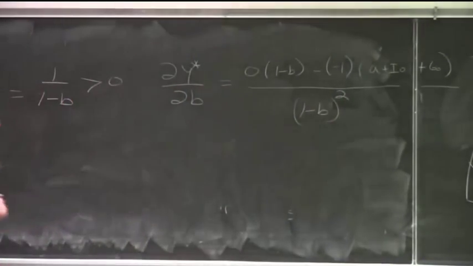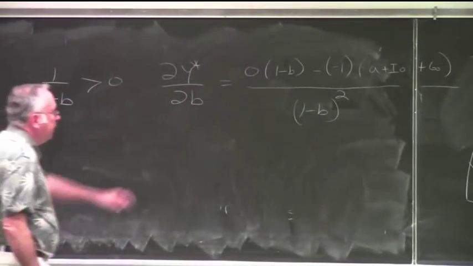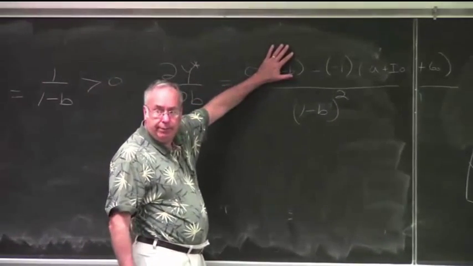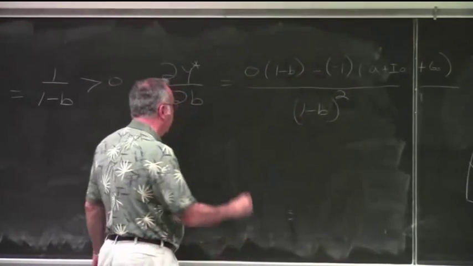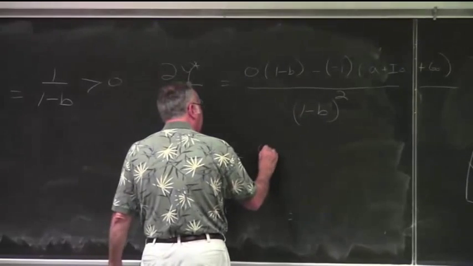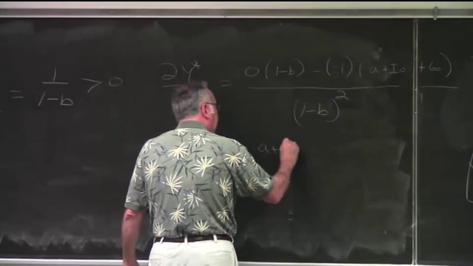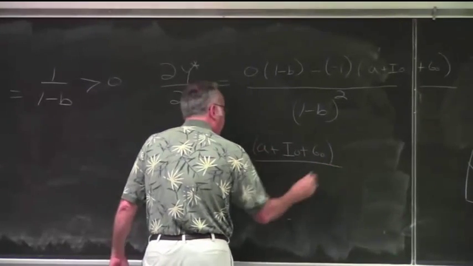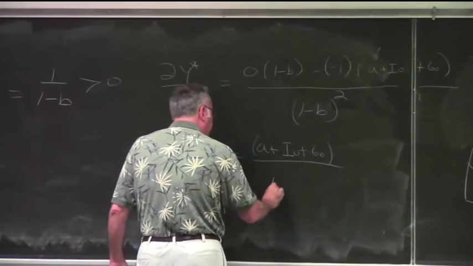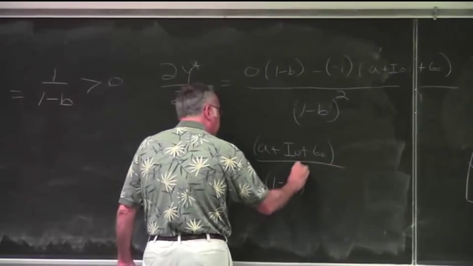So we can simplify this expression. Notice you got a 0 here, so that drops out. You got a minus times a minus 1, so it becomes a plus 1. So the numerator just becomes a plus I plus g divided by 1 minus b squared. Okay.